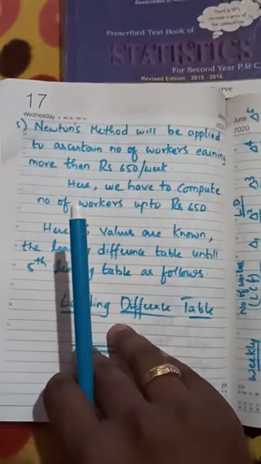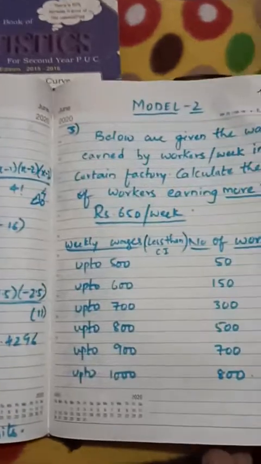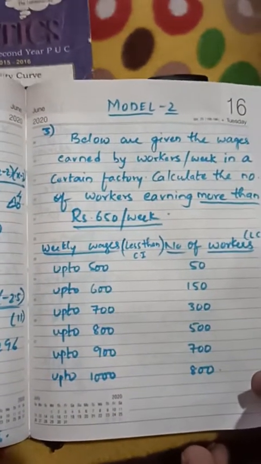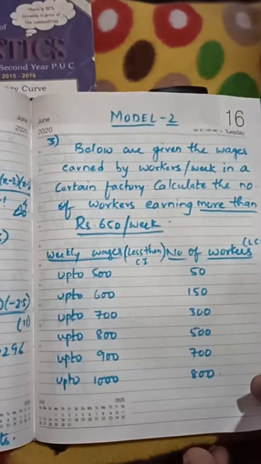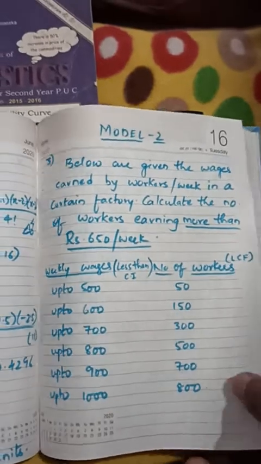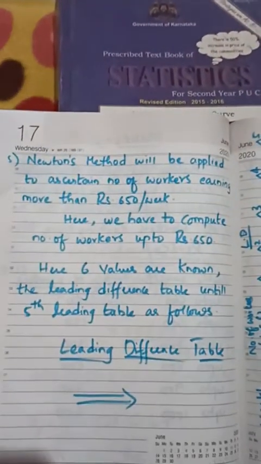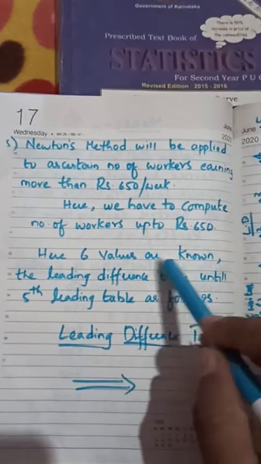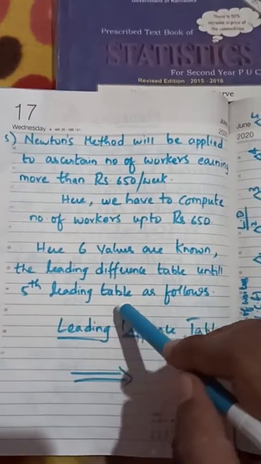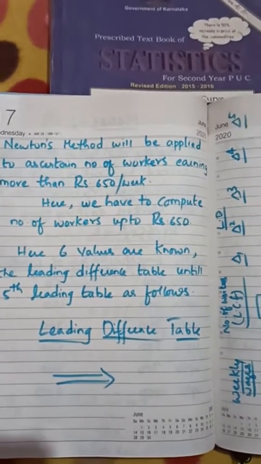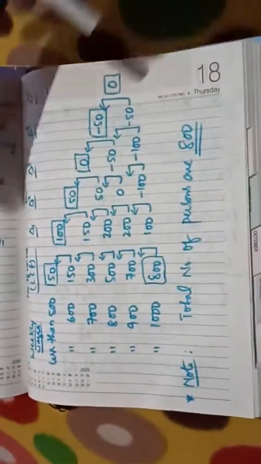Here, how many known values do we have in total? If you see the data, we have 6 known values. Whenever we have 6 known values, obviously the leading difference should be calculated up to the 5th term. So the 5th leading difference table should be drawn now. Let us see that 5th leading table now.